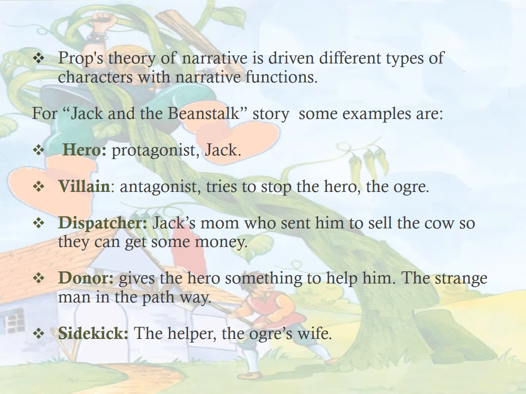For the Jack and the Beanstalk story, some examples are: Jack is the protagonist, a hero. The ogre is a villain, the antagonist that tries to stop the hero. There's a dispatcher, Jack's mom, who sent him to sell the cow so they can get some money. There's also a donor who gives the hero something to help him. In this case, it's the strange man in the pathway. There's a sidekick, the helper, in this case, the ogre's wife.